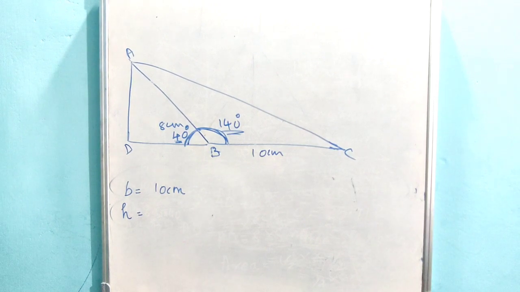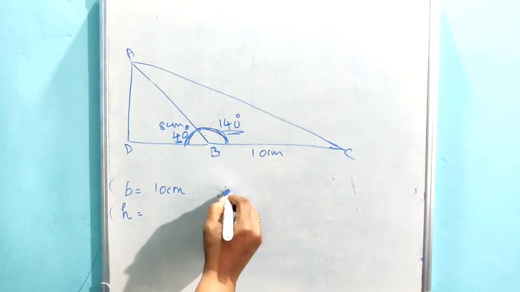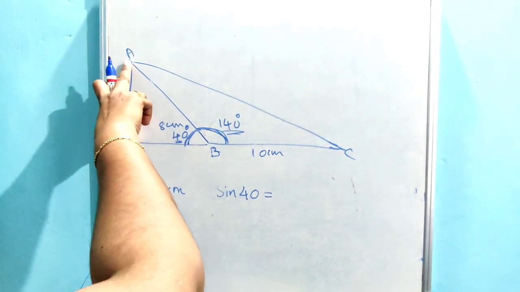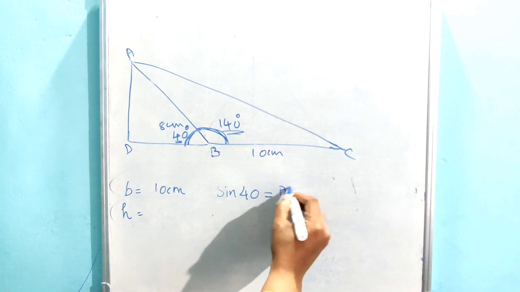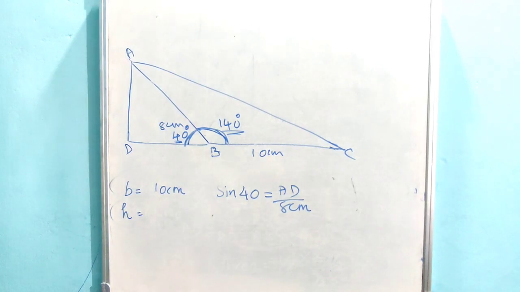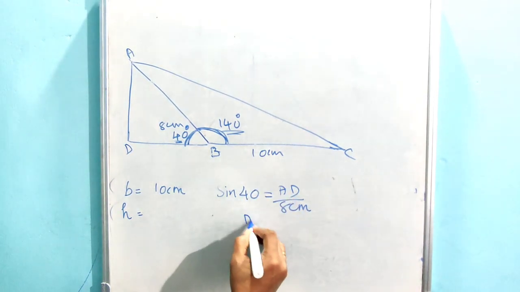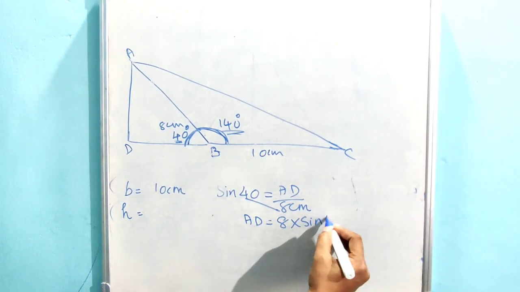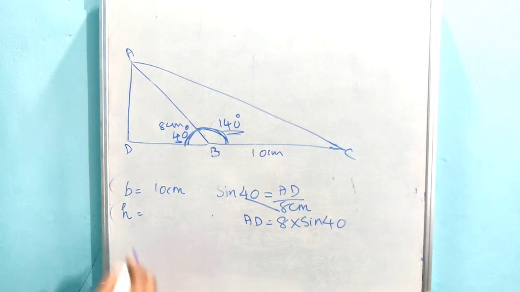So opposite side ratio, that is the sine ratio. So here I am going to take the sine value of 40. What is sine 40? Sine 40 is equal to opposite side by hypotenuse. Here the opposite side is equal to AD, AD by the hypotenuse. We have this side is equal to 8 centimeter. Then what is AD? AD is equal to 8 into sine 40. Just cross multiply it, 8 into sine 40. So we have our height is equal to 8 into sine 40.